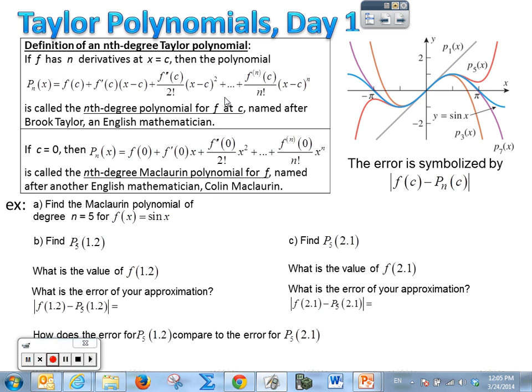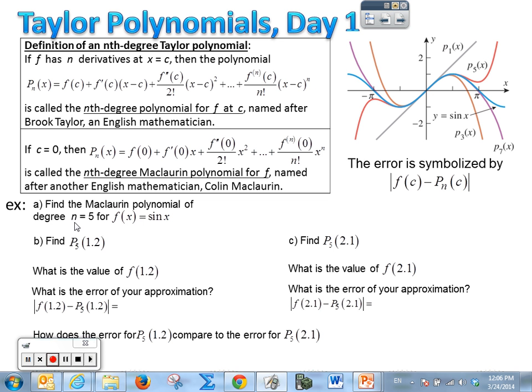Alright, so let's do an example. Let's talk about this n value, n equals 5. This means we're going to do a 5th degree Maclaurin polynomial. And you need to know when it says Maclaurin that means it's centered at 0. It's like a vocabulary word. They're not going to tell you necessarily that it's centered at 0. You have to know that.